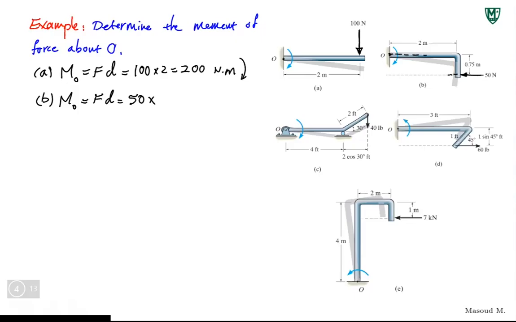This is the perpendicular distance. This is D. There is no other way that you can find the perpendicular distance between that point and the force. So that would be 0.75. I have this answer, hopefully. I think it's 37.5 Newton meter, and the direction this way, clockwise.